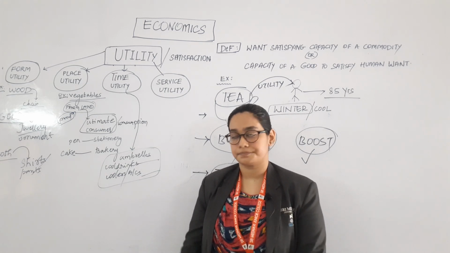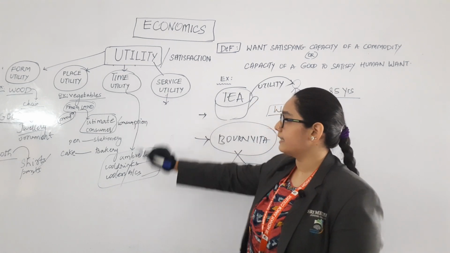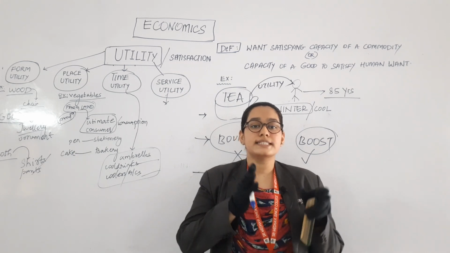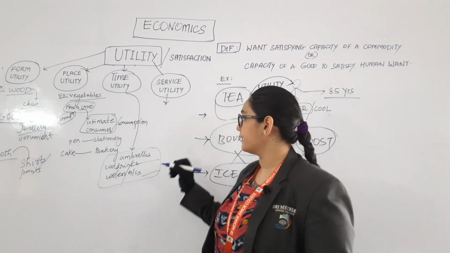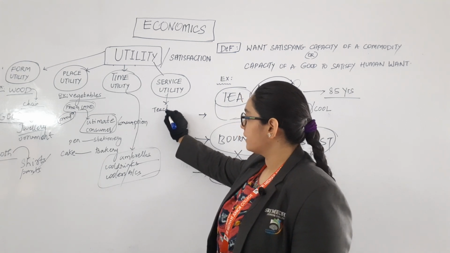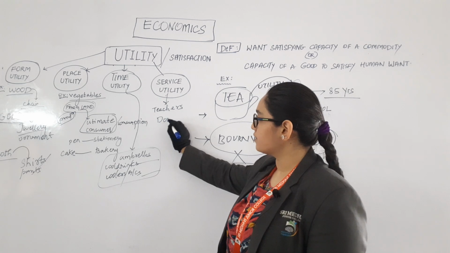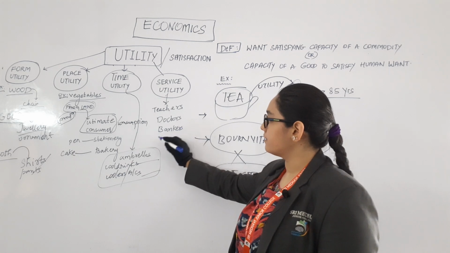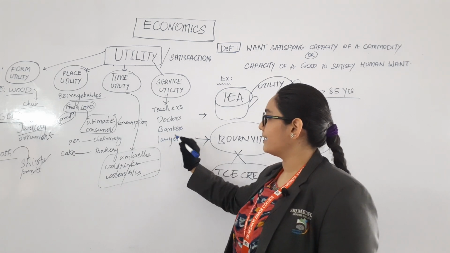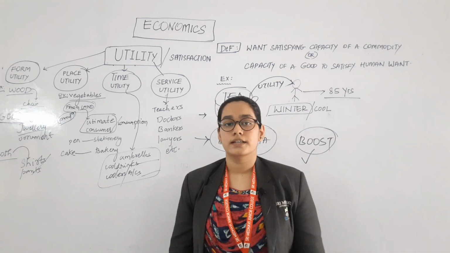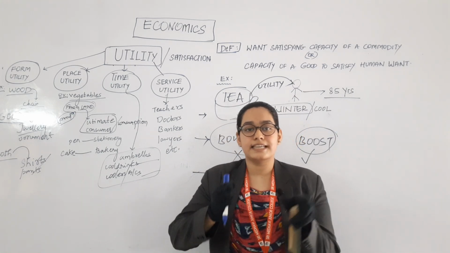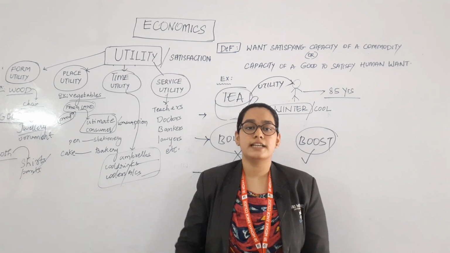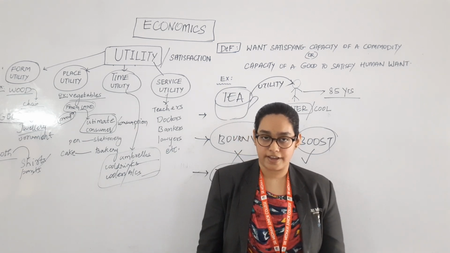Is this concept clear? Let us go to the next concept, that is service utility. Utility can also be gained through the services of professionals, like the services of teachers, the services of doctors, the services of bankers, the services of lawyers and so on. Like a teacher is giving a service to their students. That means the students are getting utility there. The students are getting satisfaction.